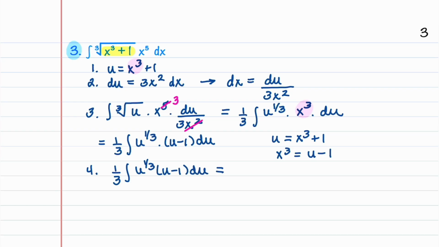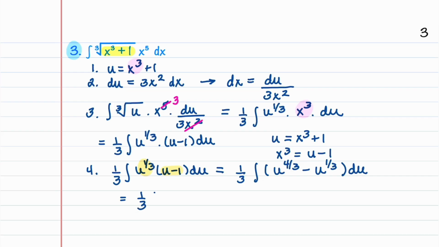With this integral, we have two functions that are multiplied, u to the 1/3 and u minus 1, and the way that we can integrate this is by multiplying those two functions out. So let's go ahead and do that. This gives us 1/3 the integral of u to the 1/3 times u, which is u to the 4/3, and then we subtract u to the 1/3 du.